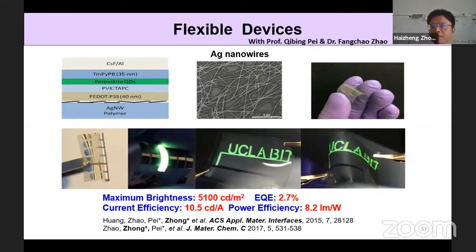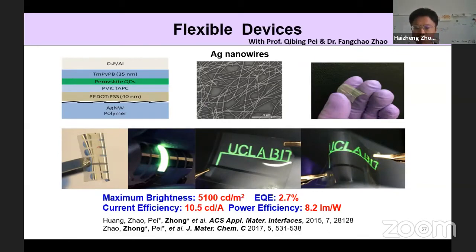And Professor Qibing Pei has very good technology for flexible electrodes. By combining it with silver nanowire-covered polymer electrodes, we further achieved flexible devices. You see that the performance, the brightness, and the accuracy are comparable with these devices on ITO glass.